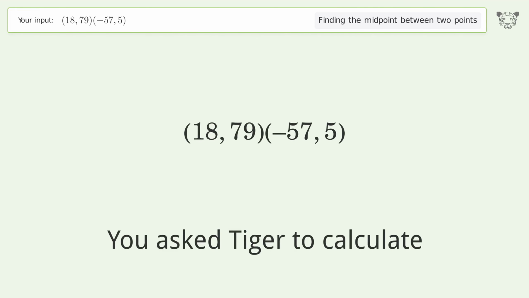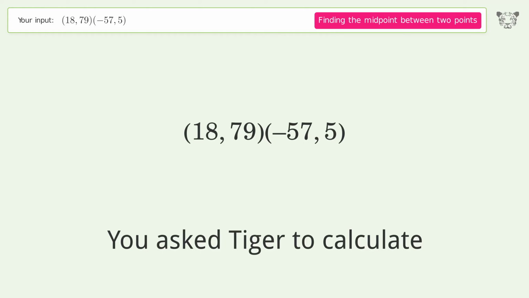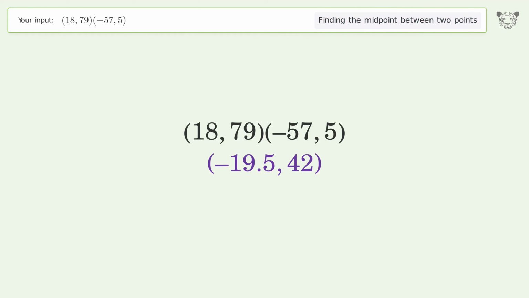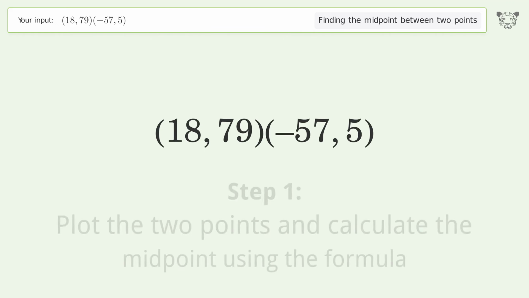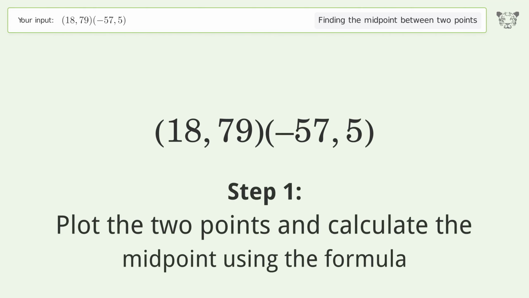You ask Tiger to calculate. This deals with finding the midpoint between 2 points. The midpoint between the 2 points is negative 19.542. Let's solve it step by step. Plot the 2 points and calculate the midpoint using the formula.